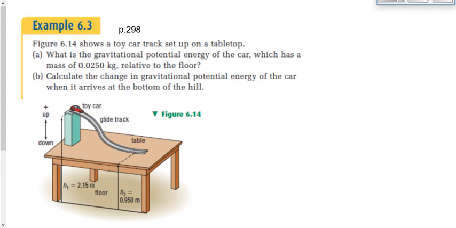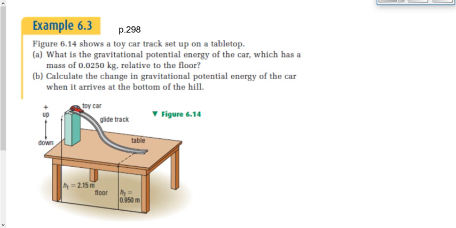All right, let's take a look at example 6.3 on page 298 that relates to gravitational potential energy. It says figure 6.14 shows a toy car track set up on a tabletop. Question A says, what's the gravitational potential energy of the car relative to the floor? If it didn't say relative to the floor, I could define the potential energy relative to the tabletop if I wanted to. But in this case, I can't because it specifies my reference point.